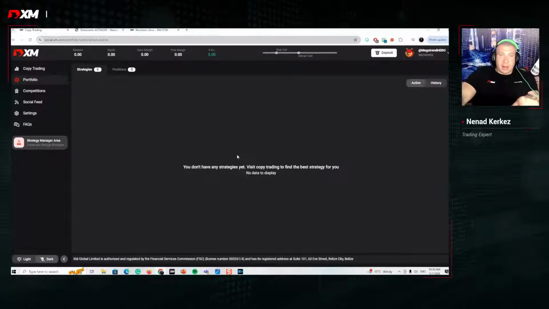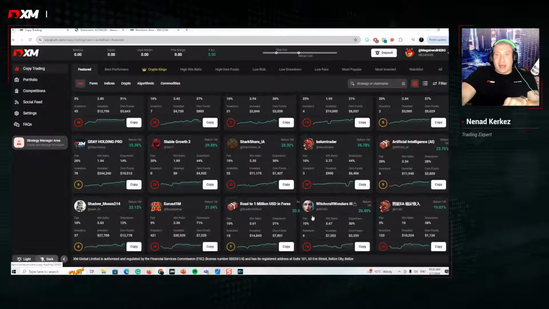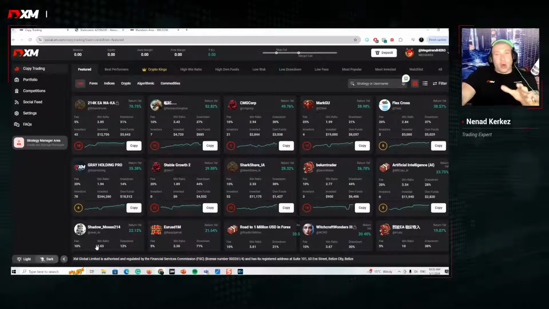In the copy trading section, you will be able to see different traders that you can copy trades from. Now, how do you choose what is for you and what is something that you should avoid? It's pretty simple, guys. You need to know your risk appetite.